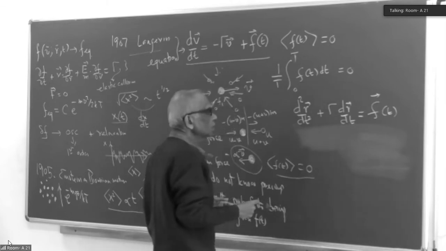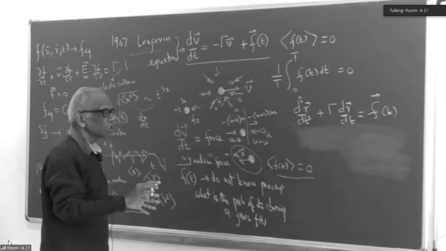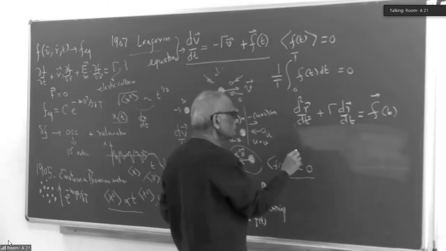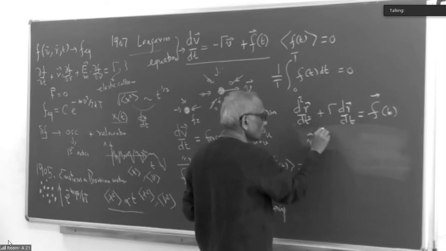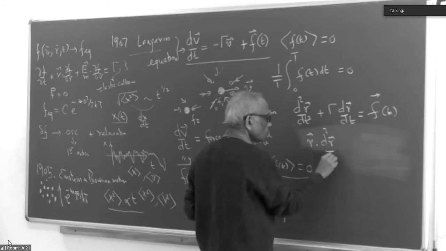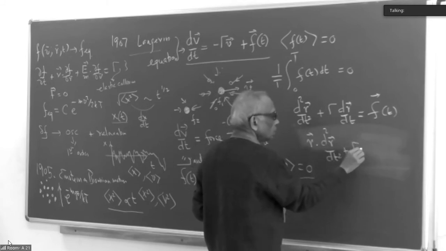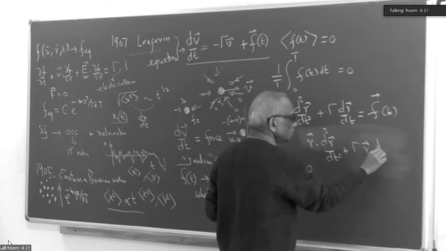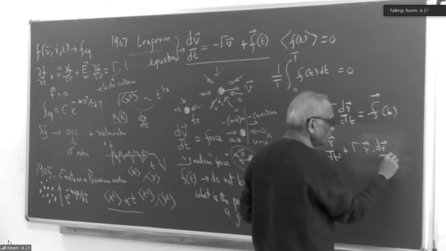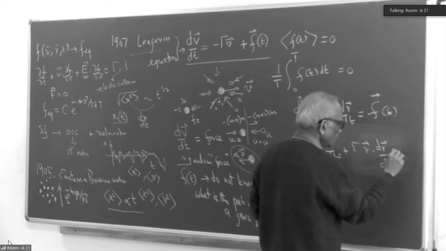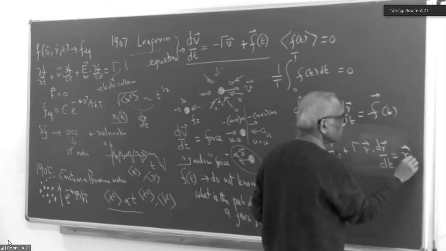All right. Vectors are a nuisance in some ways. So let's take a simpler form. This is essentially the 1907 Langevin verbatim.